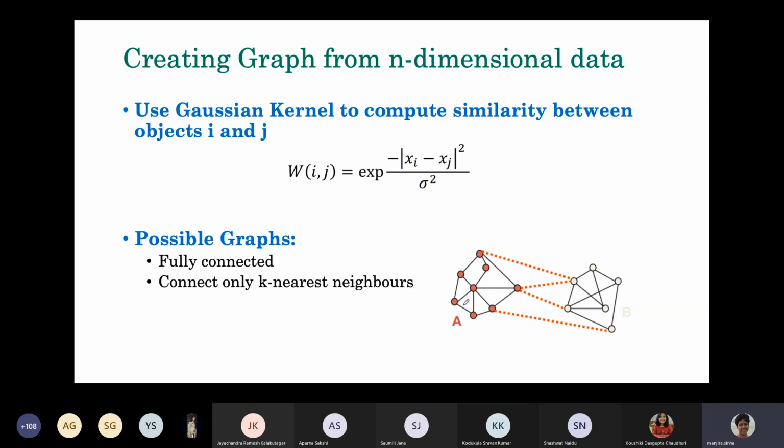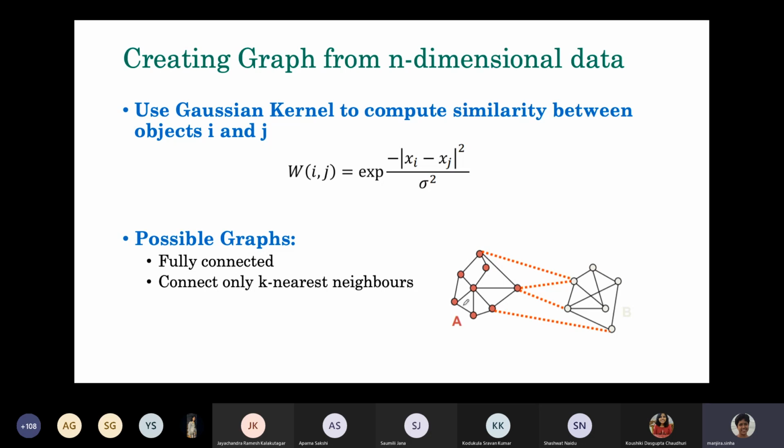Was the Gaussian model discussed in the class? Can anyone tell me? No, ma'am. Okay.